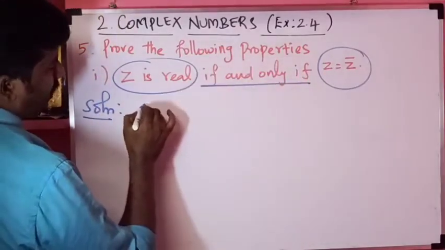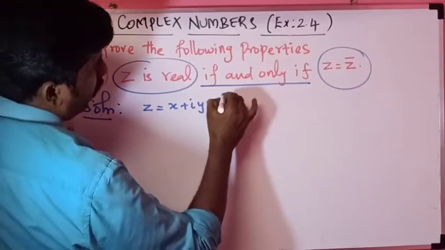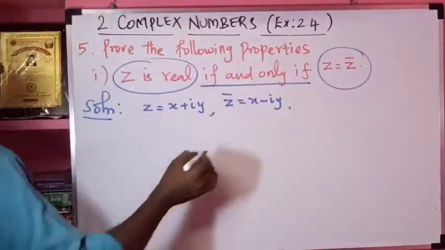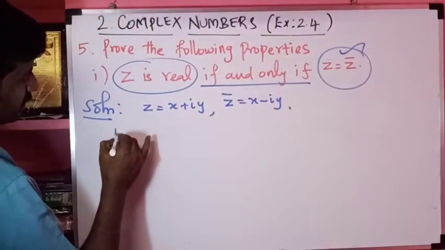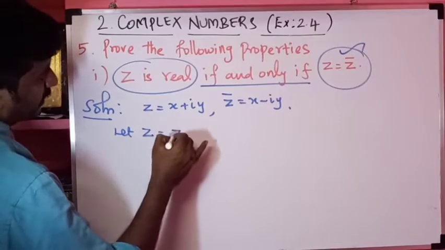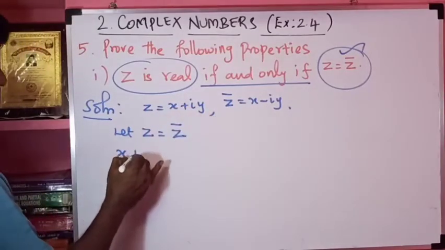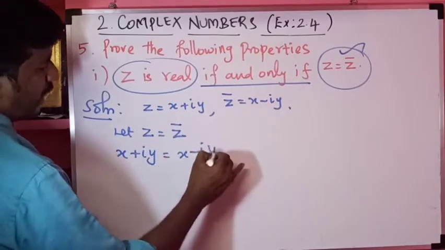Z என்னன்னு தெரியும் நமக்கு. Z is equal to what? The x plus iy, right? The Z bar is equal to x minus iy. இது நமக்கு நல்லாவே தெரியும். First என்ன செய்யறேன்? இந்த ஸ்டேட்மெண்ட் எடுத்துக்கிறேன். What is that? Let the Z is equal to Z bar. Z value என்ன? The x plus iy. Z bar x minus iy, right?